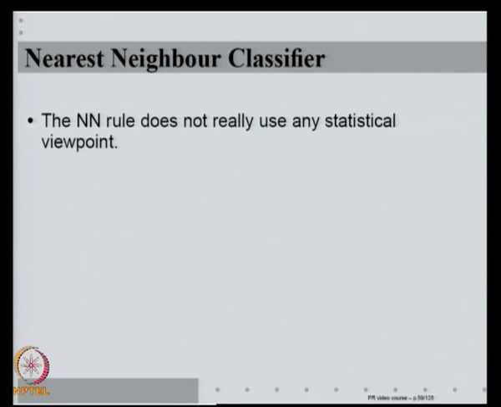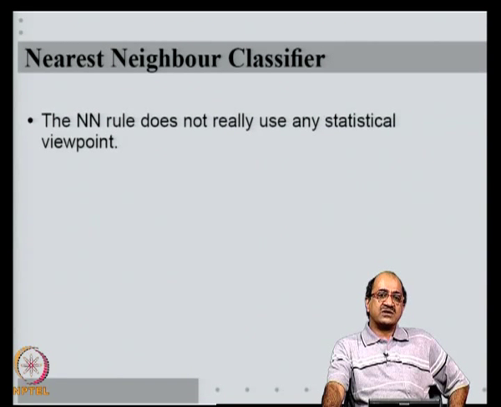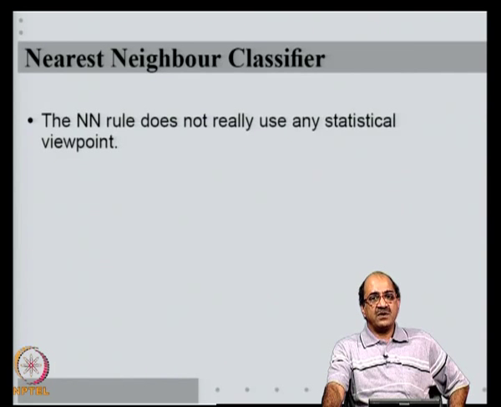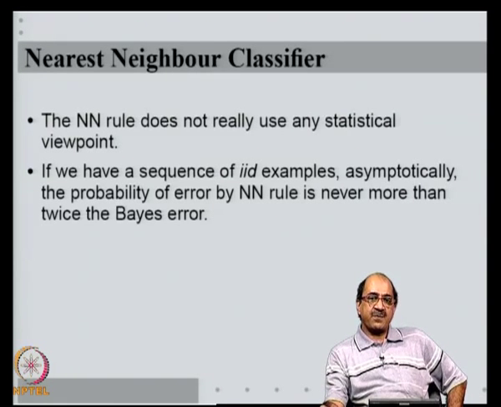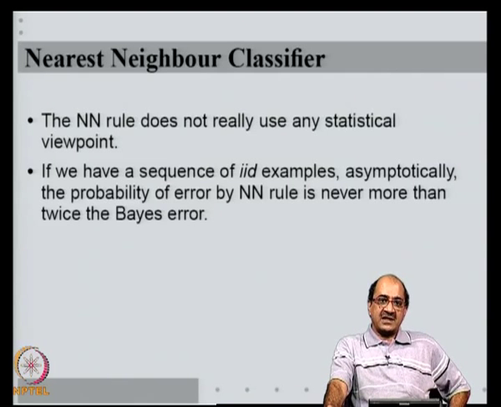What can we say about the nearest neighbor classifier? How does it perform? It of course uses no statistical information. It is a very simple intuitive classifier, but one can show that asymptotically, that is, as the number of examples, the number of prototypes approaches infinity, if we assume that the prototypes are independently drawn, then the error made by nearest neighbor rule is never more than twice that of the Bayes error. That is, if the Bayes error is 0.1, then nearest neighbor rule never makes more than 0.2 probability of error. That is, if Bayes rule can be 90% correct, nearest neighbor rule is guaranteed to be at least 80% correct.